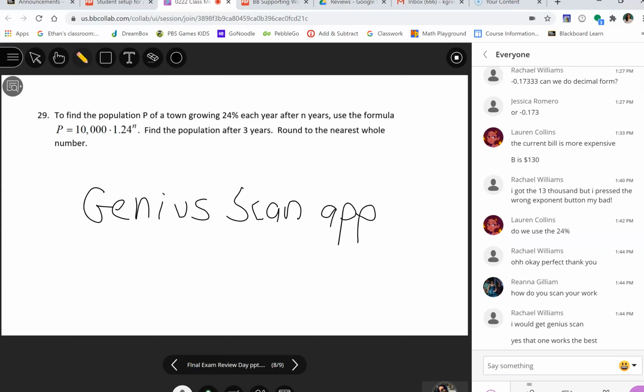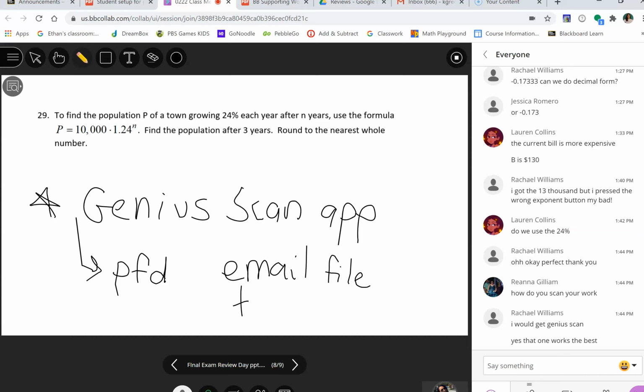Rachel says she likes Genius Scan too. But what I have to do, I don't know, there might be a better way, so Rachel, you can correct me. I take pictures with my phone using my Genius Scan app. It saves it as a PDF file. Then, in the scanning app, I email the file to myself. Then I open it on my computer and save it on my computer.